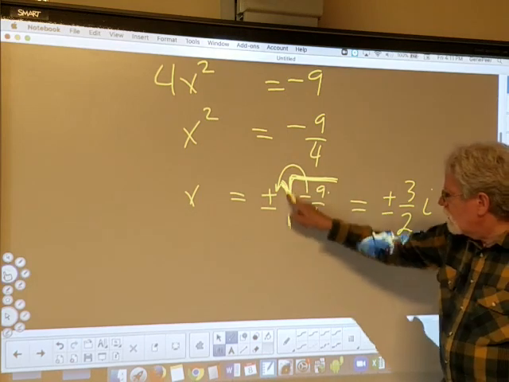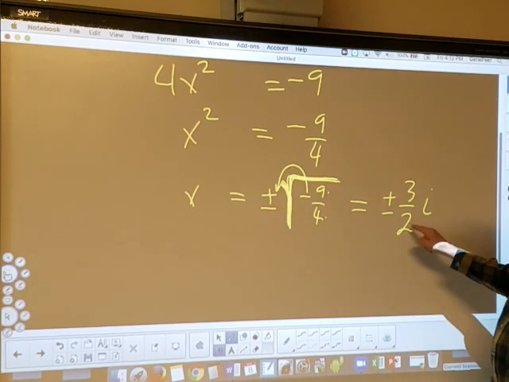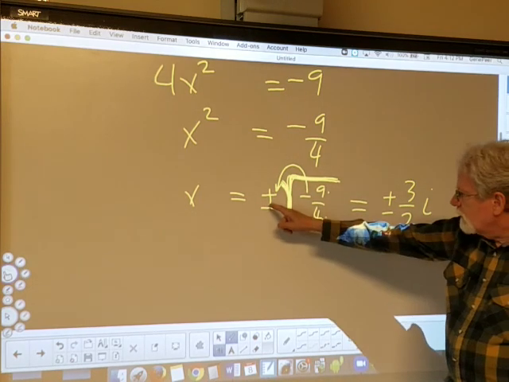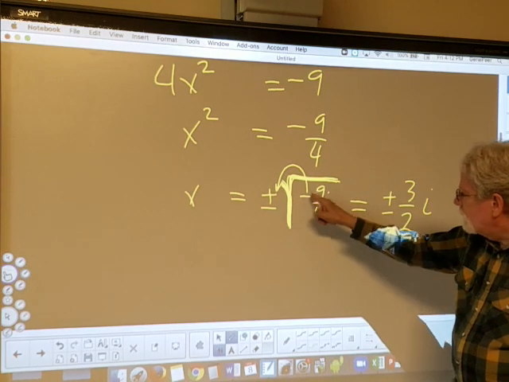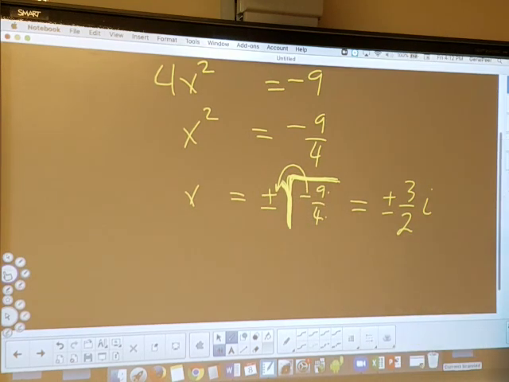So we took the square root of 9/4, which is 3/2. We didn't forget our plus or minus, and we popped the i out, and there it is. Meditate on that for a while, and you'll be fine.